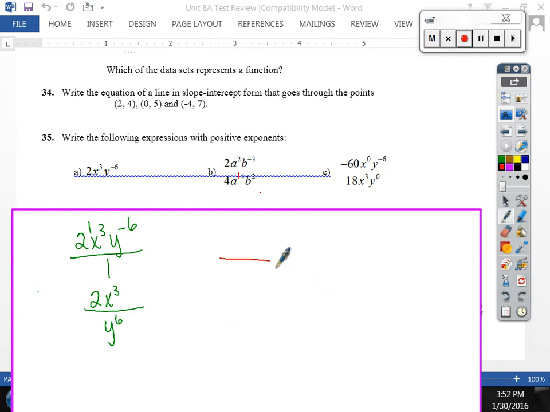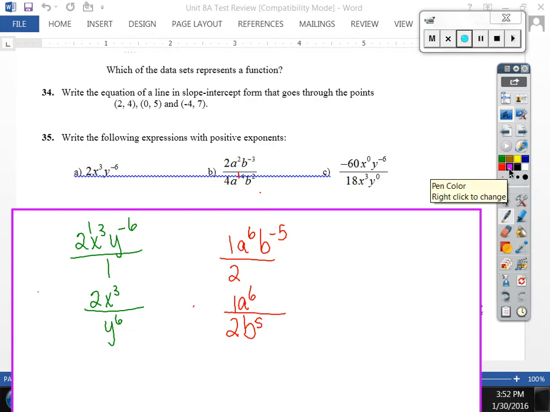Sorry, I can't see what's going on with that blue line. So 2 over 4 reduces to 1/2. This is a minus 4, so 2 minus a minus 4 is a to the 6th, and b, minus 3 minus 2, is b to the minus 5th. So now 1/2 stays where it is, a to the 6th stays where it is, and b to the negative 5 moves down. Okay, sorry about that, guys.